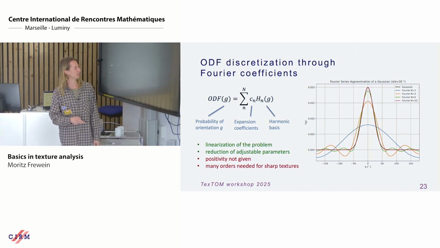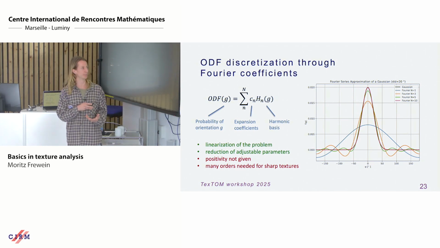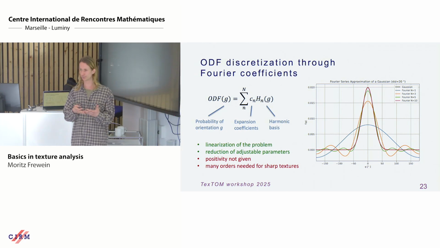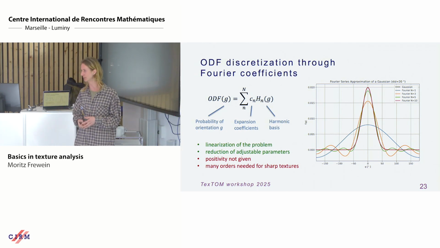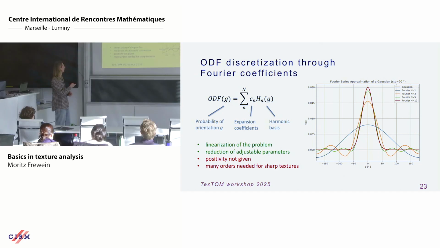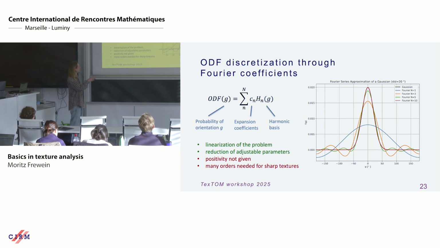So there are some advantages if you can model your texture with this function, because it drastically decreases the number of parameters. Basically, you need one parameter for each harmonic basis function. However, a drawback of this is, as you can see here, this oscillation around 0. So actually, you might have negative parts in your function. And if you go to sharper textures, you will need to include more and more orders. Usually this can scale quite rapidly and give you, again, a high number of parameters.